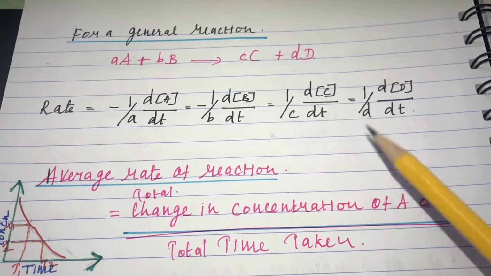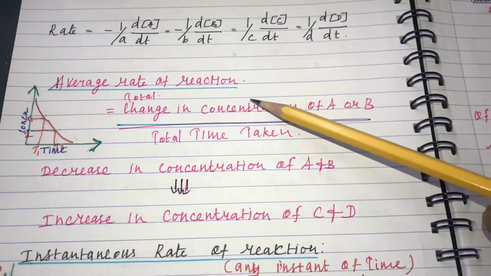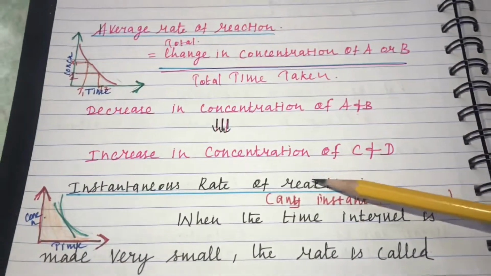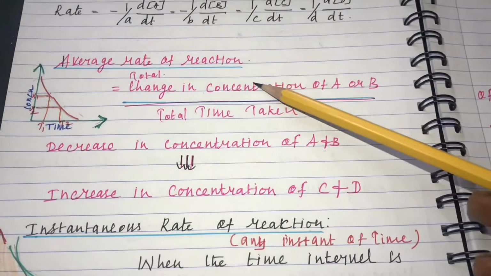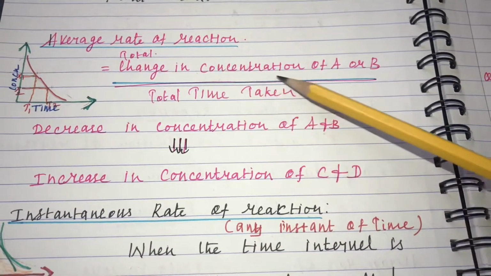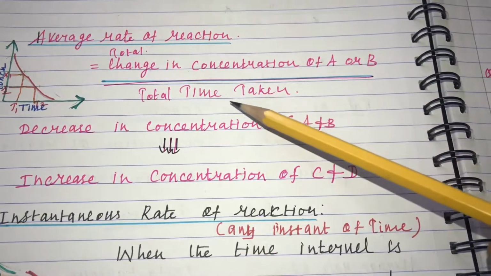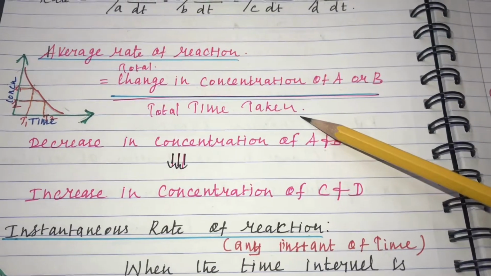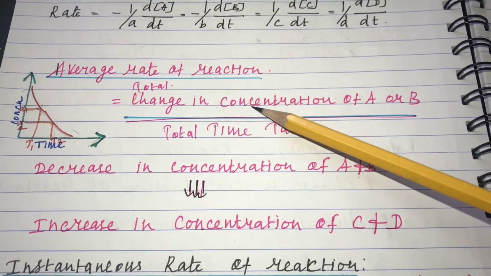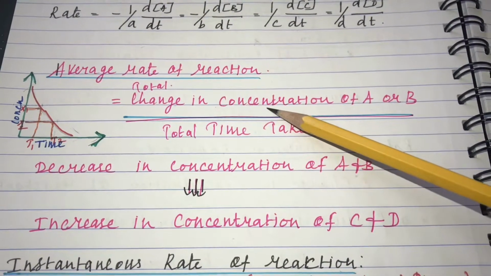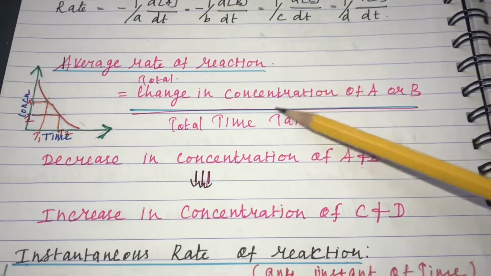Depending upon the rate of chemical reaction, it is classified into two types: average rate of reaction and instantaneous rate of reaction. Average rate of reaction gives the total change in the concentration of either reactant or product to the total time taken for the reaction to complete. This ratio, the total concentration change with the total time taken, will give you the average rate of reaction.